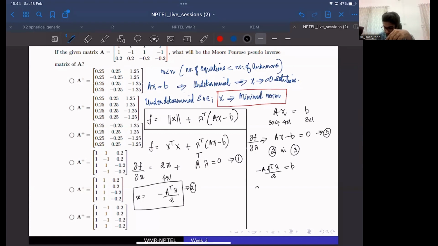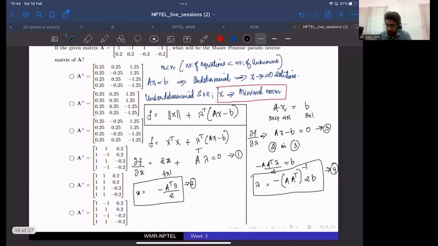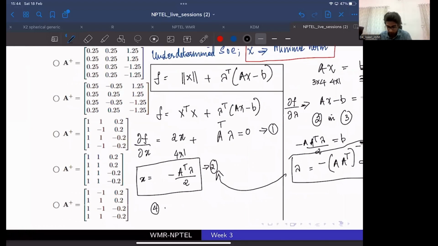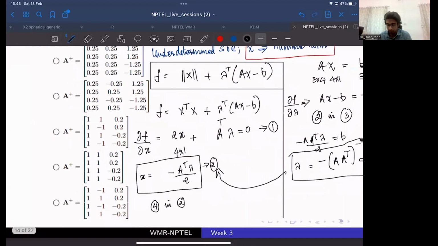So what would be lambda? Lambda would be minus (A A transpose) whole inverse times 2b. A minus sign will also be there. This is equation 4. So if you substitute this equation 4 back into equation 2, that would give you the value of x.